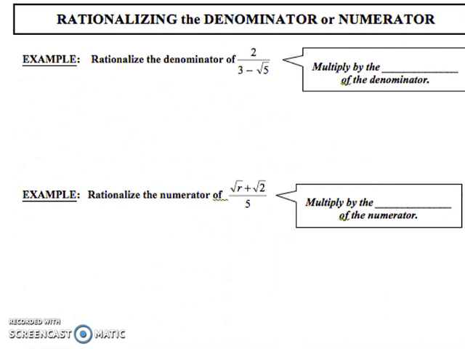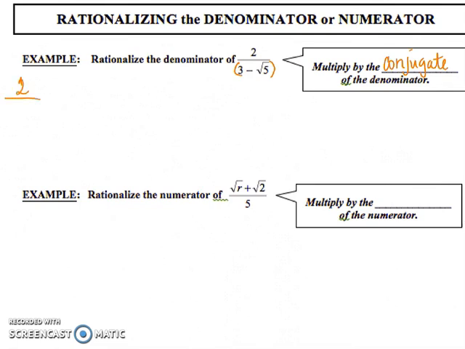So right now you might be asking, why would we ever want to rationalize our numerator? You'll find out when we get to Chapter 12. But first, let's take a look at rationalizing our denominator. Now, we don't just have the square root of 5 in the denominator. We have a family here, 3 minus the square root of 5. So in order to do this, we are going to multiply by the conjugate of the denominator.